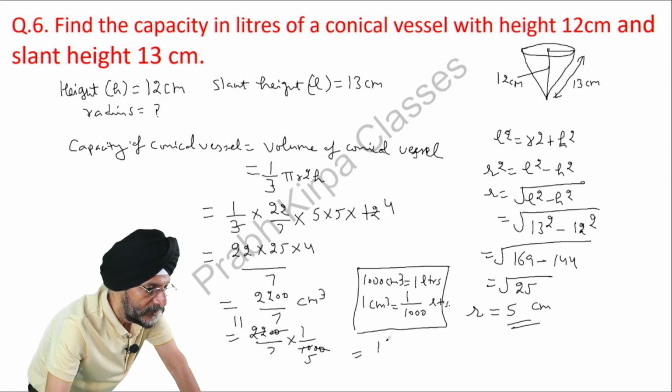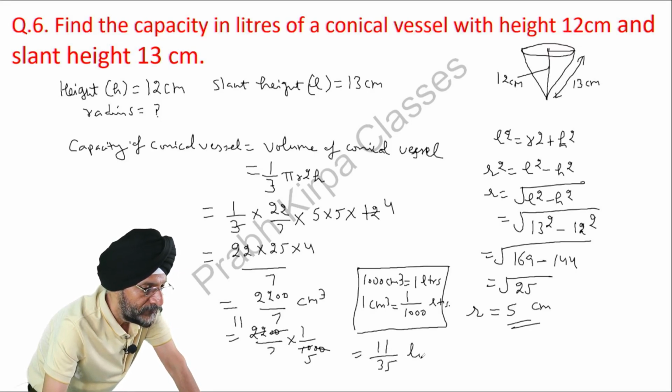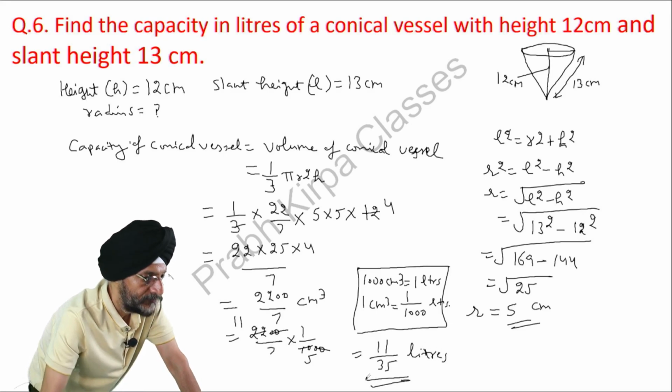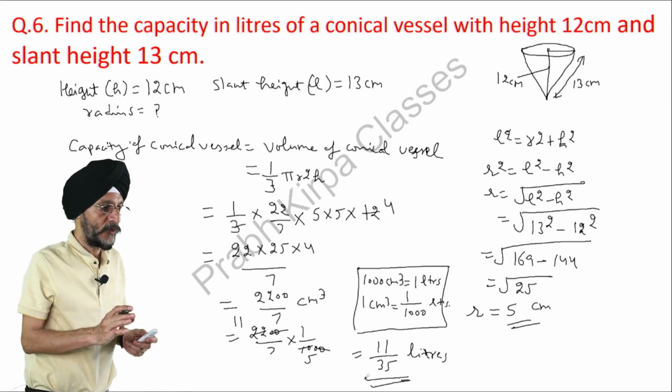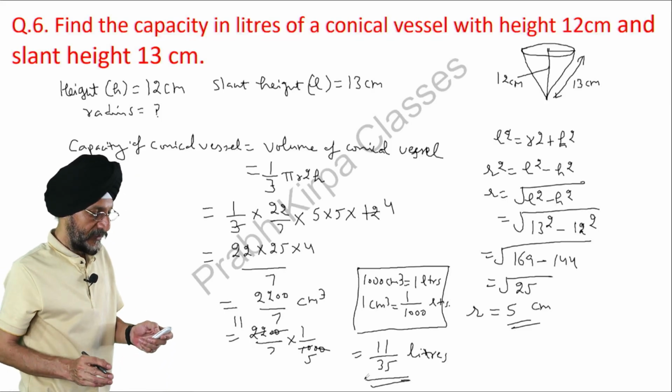It will come as 11 divided by 35 liters. This is the answer. This is the capacity of the conical vessel in liters.